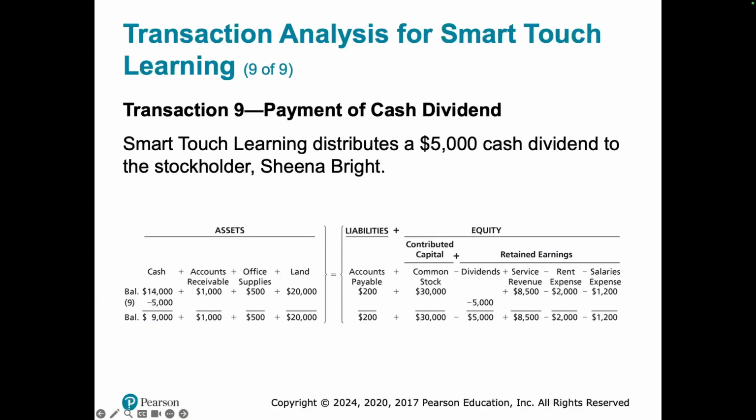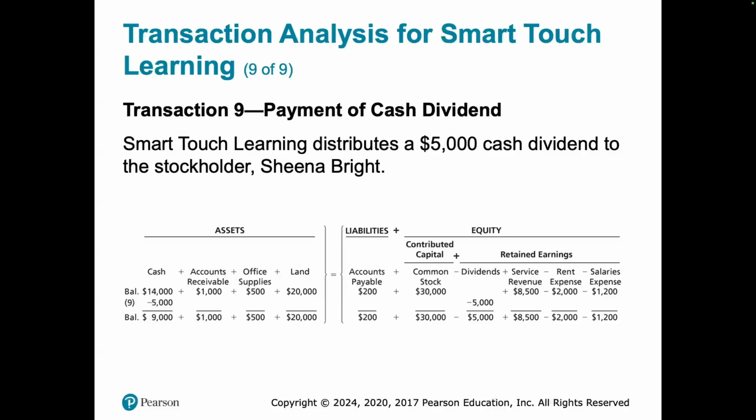Transaction number 9, payment of cash dividends. So Smart Touch Learning distributed a $5,000 cash dividend to the stockholder, showing up right. So she decided she was going to make a corporation and she's going to make a distribution to herself, right, of dividends. So in this transaction, two things are going down, right? So cash is going down, $14,000 minus 5,000. So we're pulling $5,000 cash out of the company, gives us a new balance of 9,000, right?